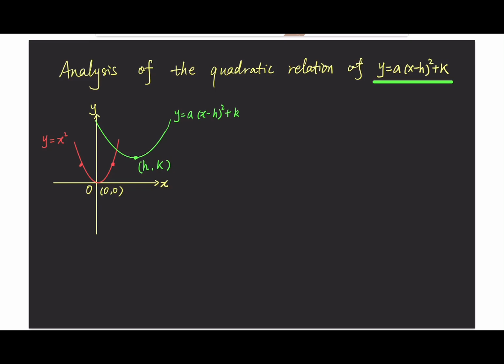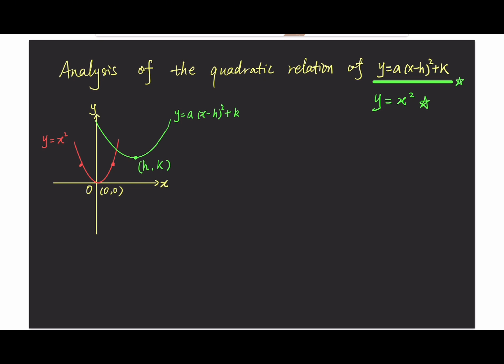We use the generalized quadratic relation in the form y equals a times (x minus h) squared plus k to demonstrate the properties of the graph of this quadratic relation. We need to compare this graph with the basic quadratic relation y equals x squared. On the basis of this graph, we can find out the change of this relation.